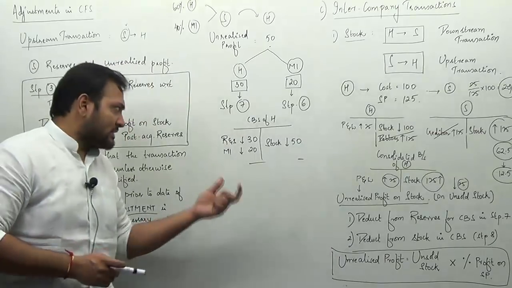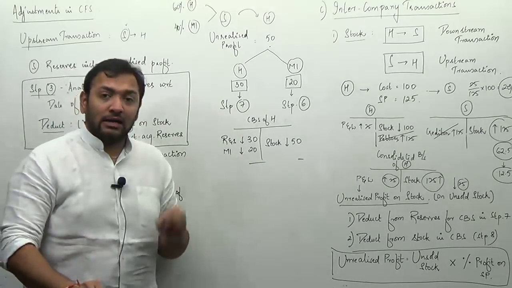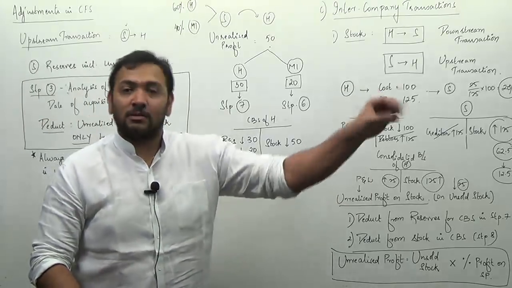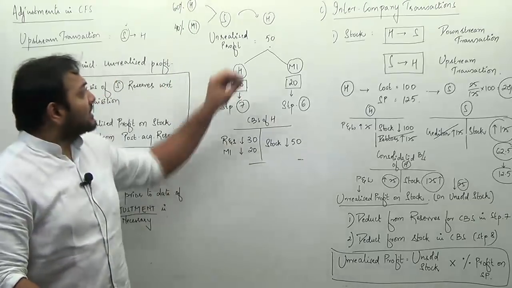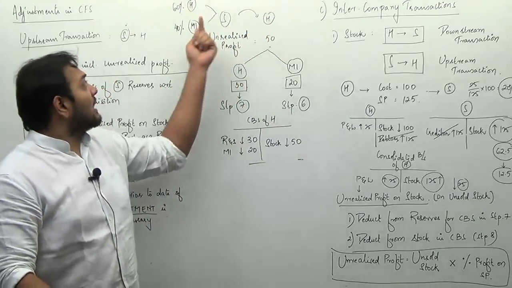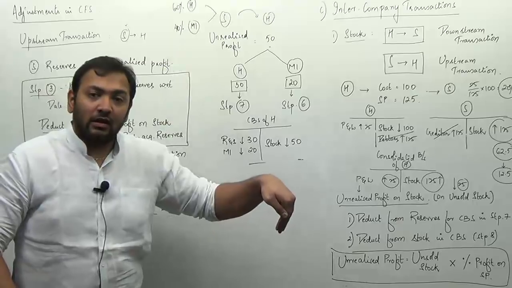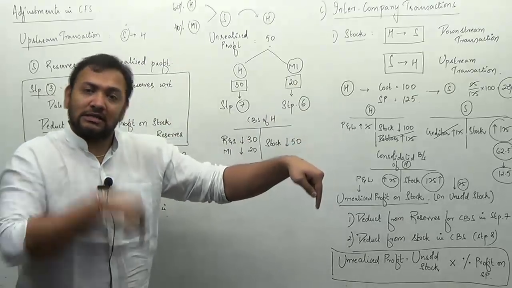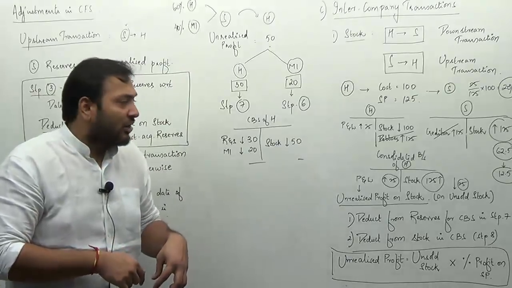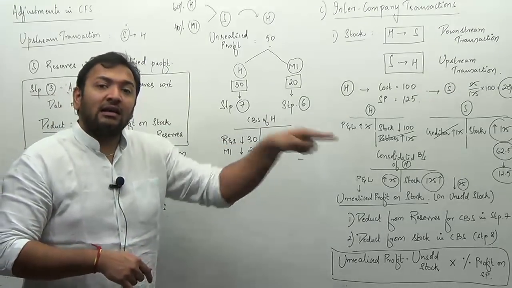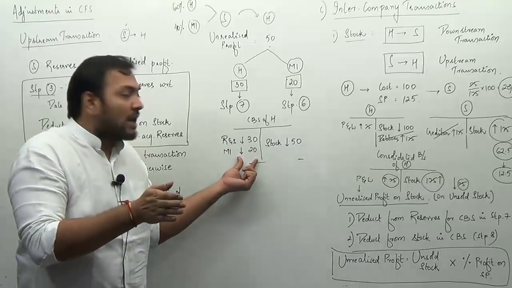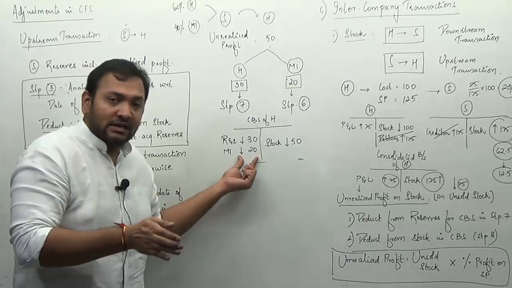And understand, I have reduced the minority interest because minority is nothing but a share in the net assets of the subsidiary. So, his share in the net assets of the subsidiary, if I am reducing the stock by 50, then the net asset also includes stock. If stock reduces, net asset also reduces. So, if net asset reduced, minority share in the net assets also reduces. So, to the extent of only his share in the unrealized profit, I will reduce the minority interest as well.